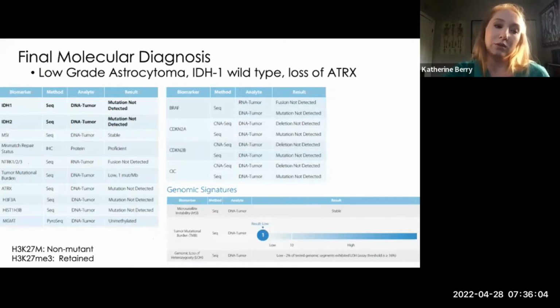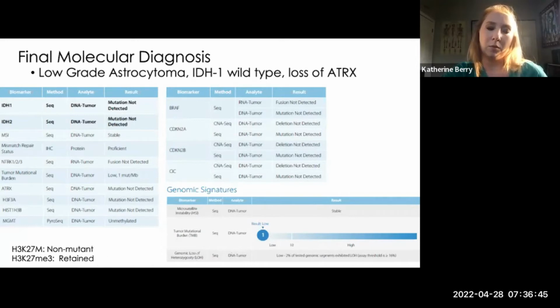So there's a lot of things that we still don't fully understand, obviously, but her H3, which is the histone mutation, was not detected. The ATRX was not detected, meaning it's lost. It's MGMT unmethylated. So all important things here. This is just over on the side, the genomic signatures. It's looking at the microsatellite instability, which this tumor is relatively stable. Also the tumor burden in terms of how much abnormal tumor DNA is present in the cells, and then the loss of heterozygosity.